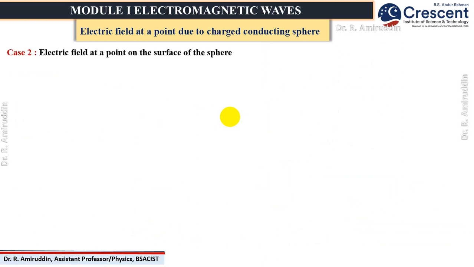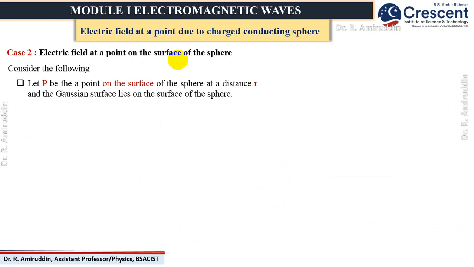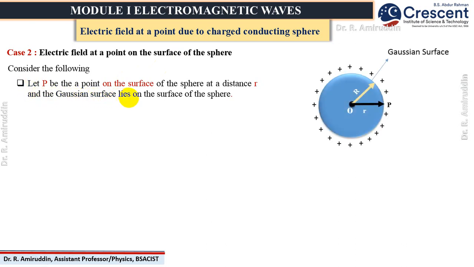Now let us consider case 2, where we need to find out the electric field at a point on the surface of the sphere. So let us consider the following. Let P be the point on the surface of the sphere at a distance small r, and the Gaussian surface lies on the surface of the sphere. So this is the schematic diagram.